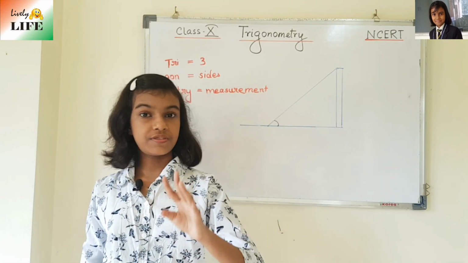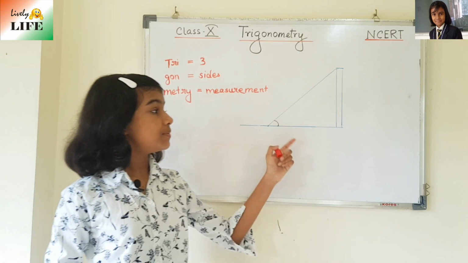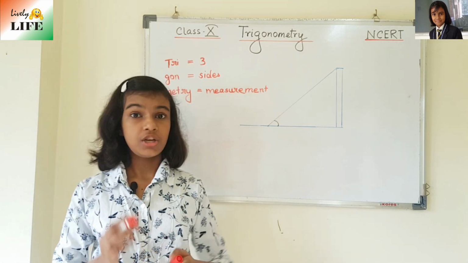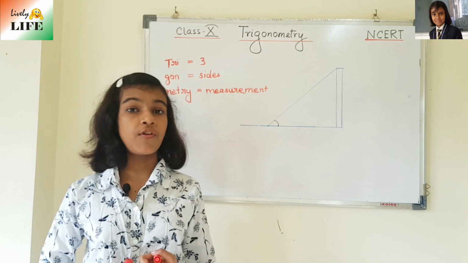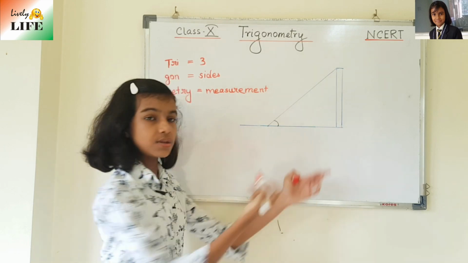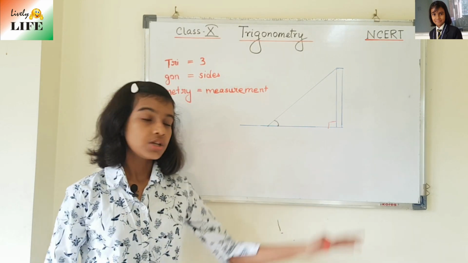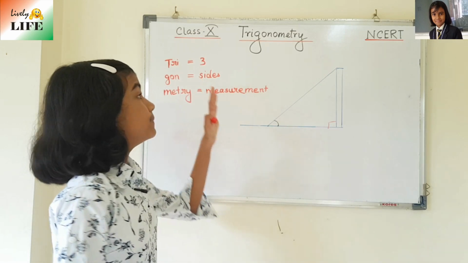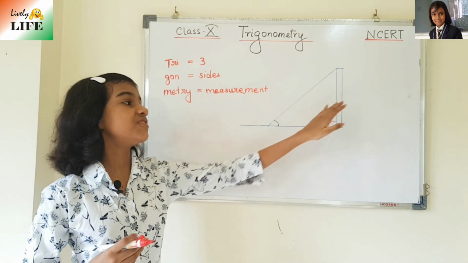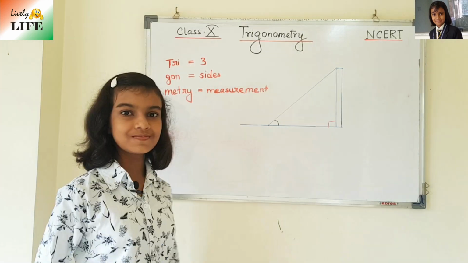The measurement of the 3 sides of a triangle is known as trigonometry, and it will only be applicable for a right triangle, not any other triangle, okay? Only for a right triangle. You can say this is a right triangle. Over here, this forms 90 degrees, right? So the measurement of the 3 sides of a right triangle is trigonometry, okay?